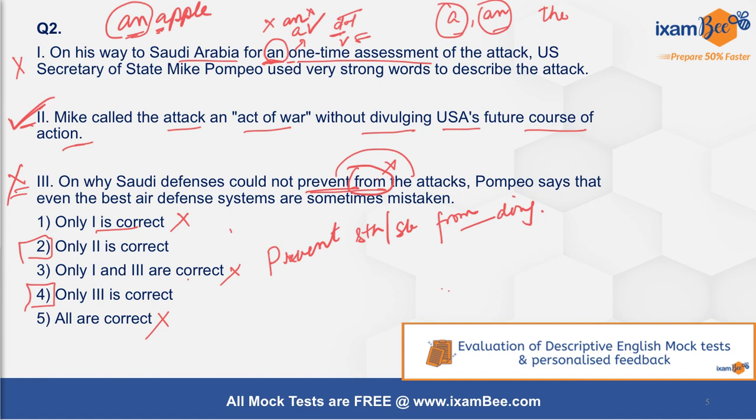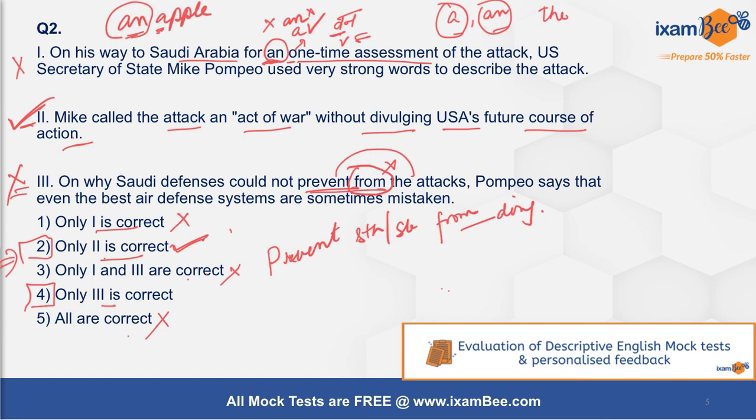And we have already discarded first, third and fifth. We are left with 2 and 4. So 2 says only 2 is correct. Yes, and 4 says only 3 is correct. So the answer would be 2. Only 2 is correct. Clear?